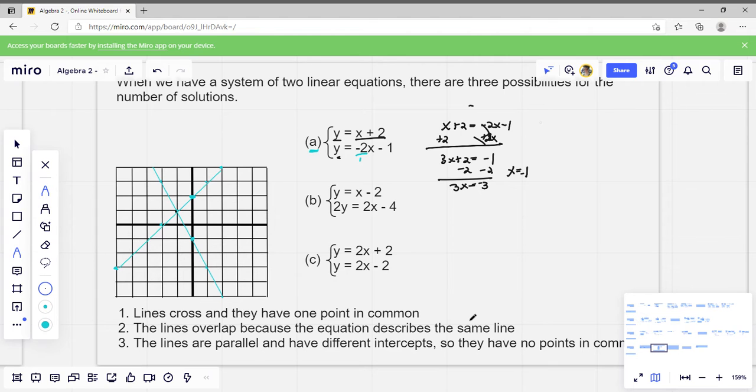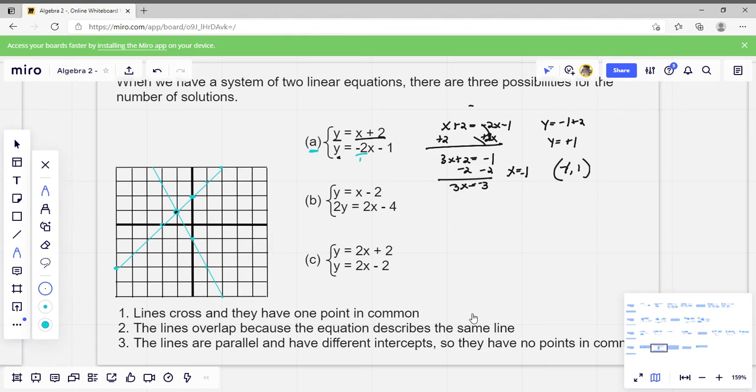And then if we said y equals negative 1 plus 2, that means y equals positive 1. Okay? And that is true. y equals positive 1 right there. So that's our point, right there, where they cross. That would be negative 1, positive 1. Alright, so that is the first possibility. There are lines that cross each other, and they cross at one specific point. Those are mostly what we've been working with so far.